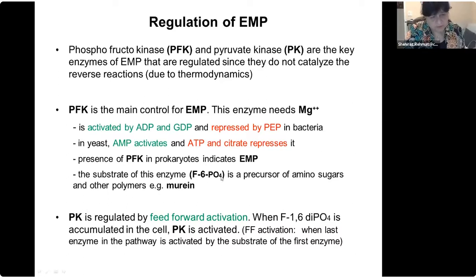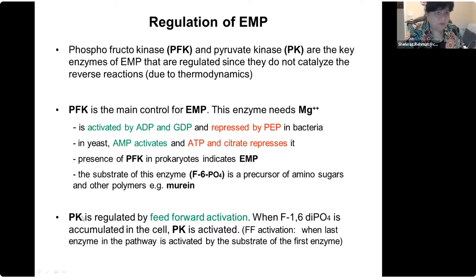is fructose 6-phosphate. This is a very important compound in bacteria because it's actually a precursor of amino sugars and other polymers such as your murein. So murein, being an exclusive compound found in bacteria only, requires this pathway to be operative. So this intermediate fructose 6-phosphate is there, and it can be channeled into the production of a cell wall component, the peptidoglycan.